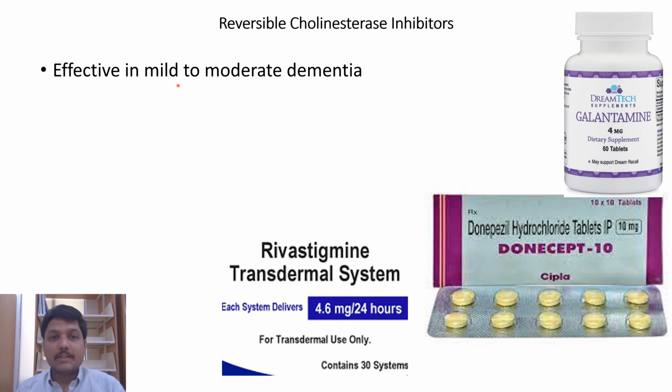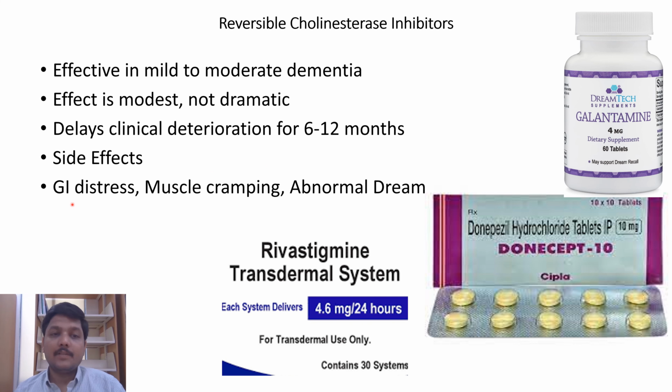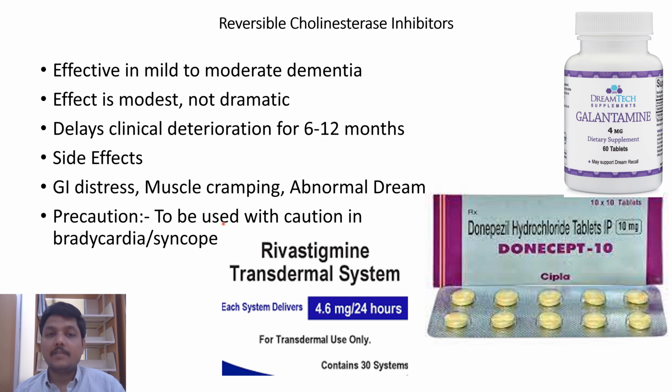Those are effective in mild to moderate dementia. These are galantamine tablets, donepezil, and the rivastigmine transdermal system. We can expect an MCQ: rivastigmine is a drug which is given through the transdermal route. They are effective in mild to moderate dementia. The effect is modest but not dramatic. They delay clinical deterioration for 6 to 12 months. Side effects of these agents are GI distress, muscle cramping, and abnormal dreams. Precautions: to be used with caution in bradycardia and syncope.